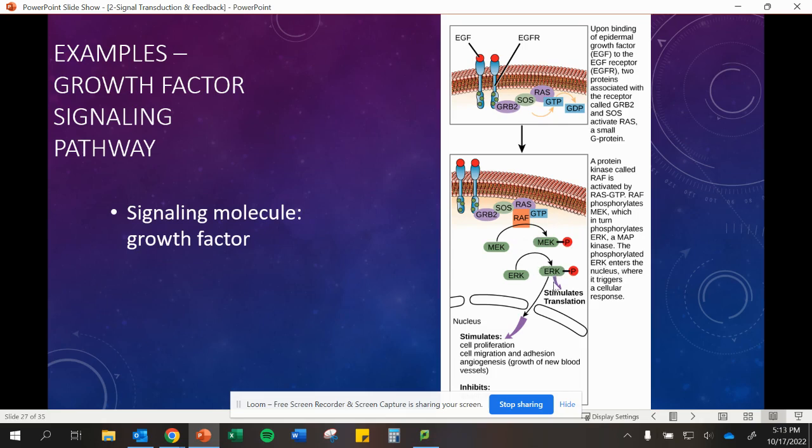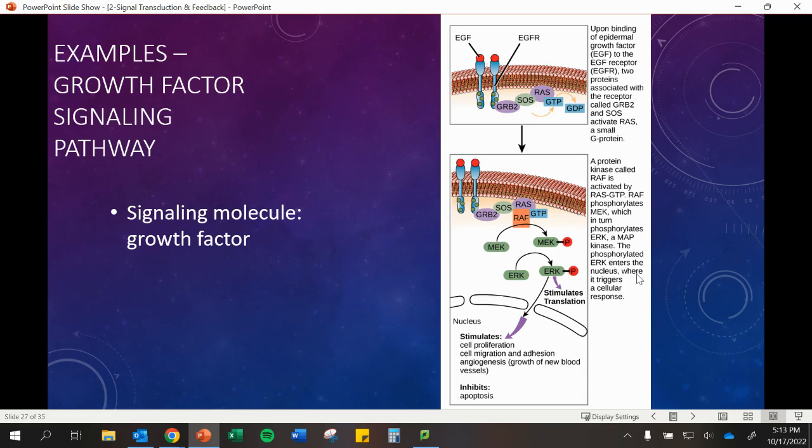ERK, once it's phosphorylated, is going to enter the nucleus, and it will trigger the cellular response. This response is that it's going to inhibit apoptosis, so prevent the cell from dying. It's going to stimulate cell proliferation, so having the cell divide. It's going to stimulate cell migration and adhesion, and angiogenesis, the growth of new blood vessels. And that's what growth factor does.